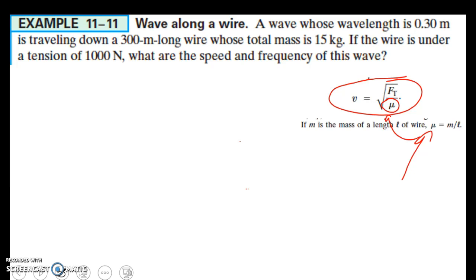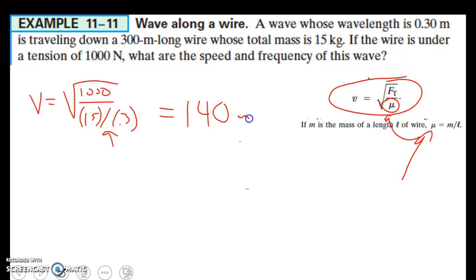Okay, so first thing we want to find, right, is speed. So speed is going to be the square root of tension, which is 1,000 newtons, over our mass, which is 15 kilograms, divided by the length of 0.3 meters. Okay, so you want to do the bottom part first mathematically. Then you're going to take 1,000 divided by that. Then you're going to take the square root. But you'll get a speed of 140 meters per second. So that's our wave speed.